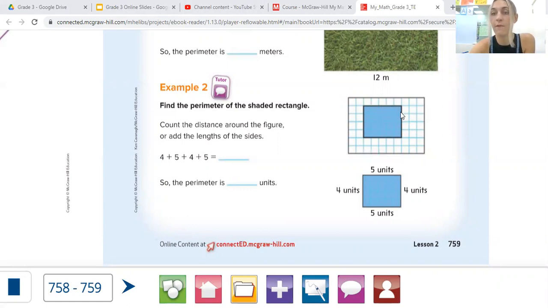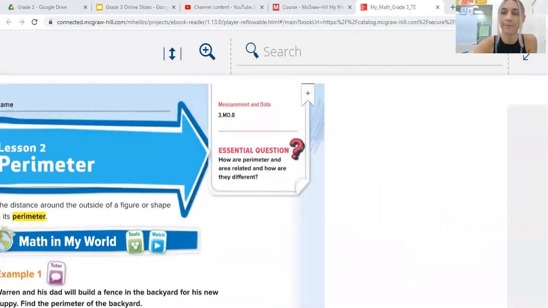1, 2, 3, 4, 5. So we know this is 5 units across. Now, when we count the next side, we already counted this box, but that was for the top. We're going to do it again here. So 1, 2, 3, 4. It's a rectangle, so we need 5 units on top. We have 5 on the bottom. We have 4 units over here, 4 over there. So then we just need to add those together. 4 plus 5 is 9. 9 plus 9, 18. So the perimeter is 18 units. Unit squares. All right, fill that in and let's keep on moving.